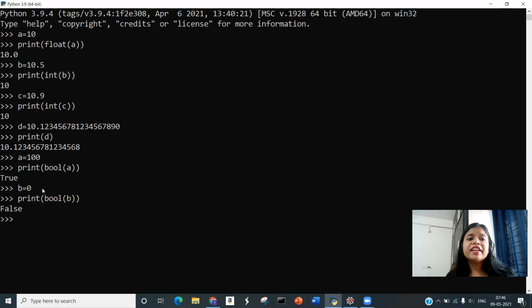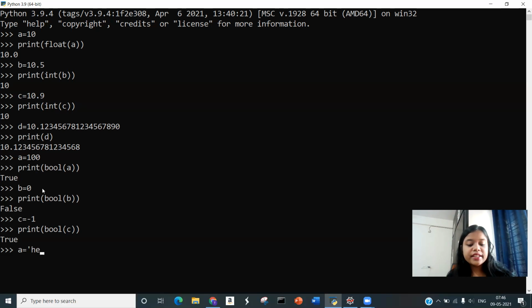Now, what happens if I give a negative integer? I think we should get True. Let's check our assumption. See, we got True. So it's not like if you give minus, it will print False or something. Only for 0, it's going to print False, and everything except 0, it's going to print True. Okay. Now coming to strings.